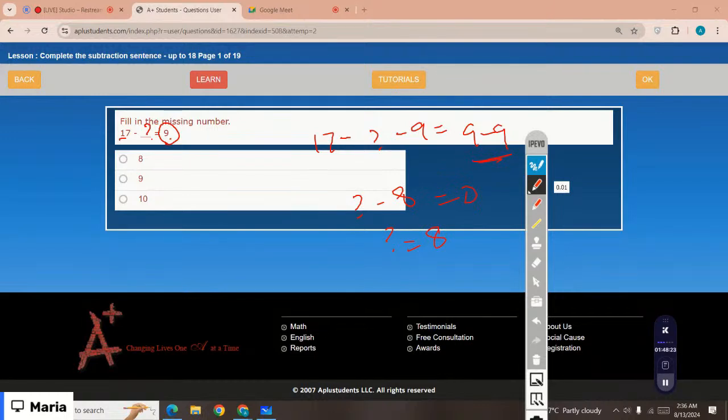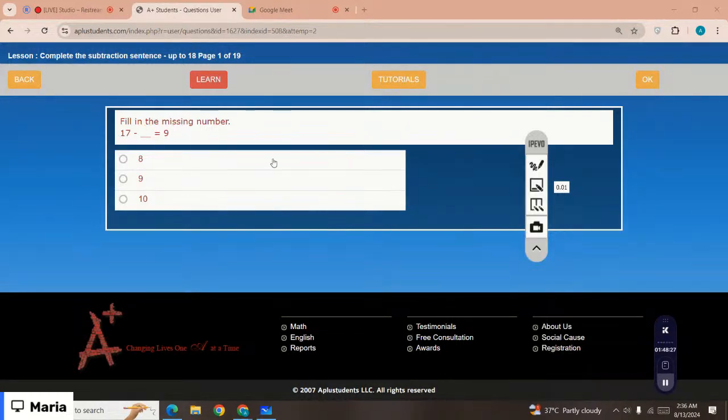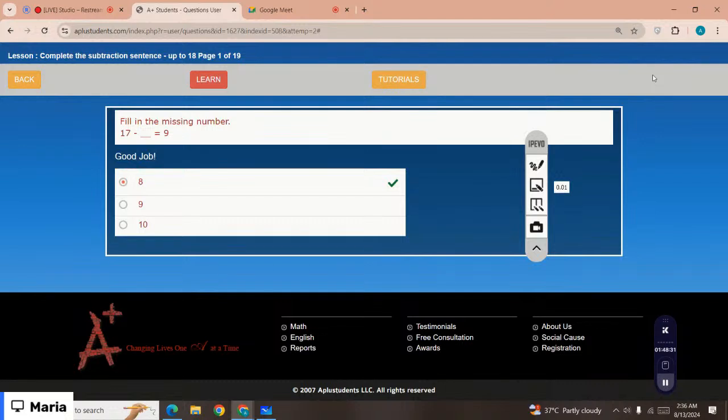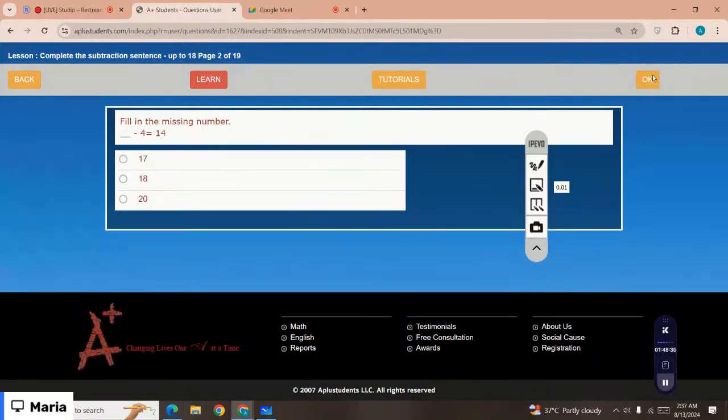So the correct option is 8. Let's just move on to the next one. Option number 1 is the correct option, right? Okay, fill in the missing number. So missing number minus 4 equals 14. So which is the correct option?